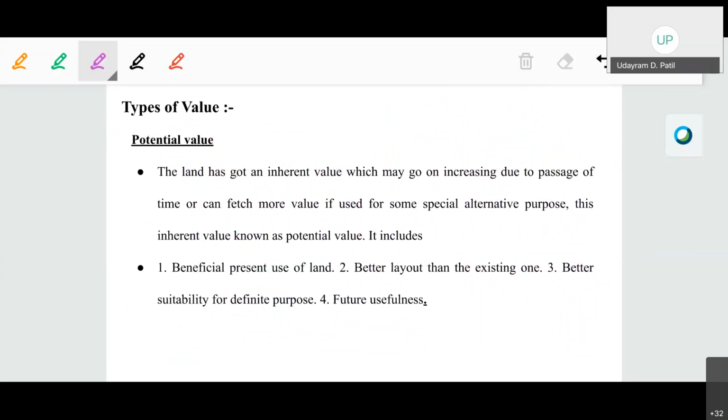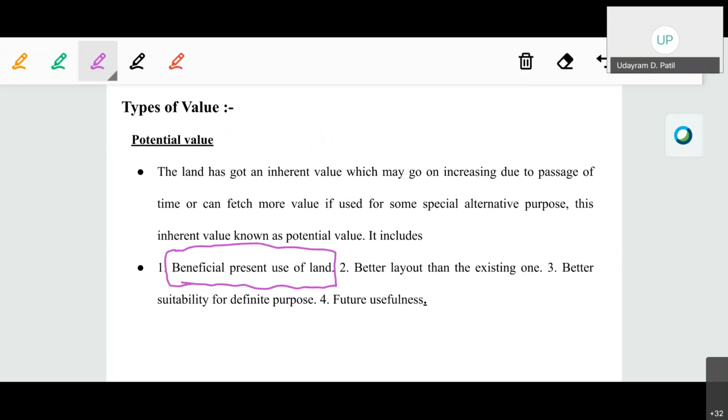As I said, when the value of the property increases, that value is known as the potential value. Potential value enables me to bid for that property at a higher amount, considering the future profit in that property. Now, as I said, the potential value will depend upon the beneficial present use of the particular land.